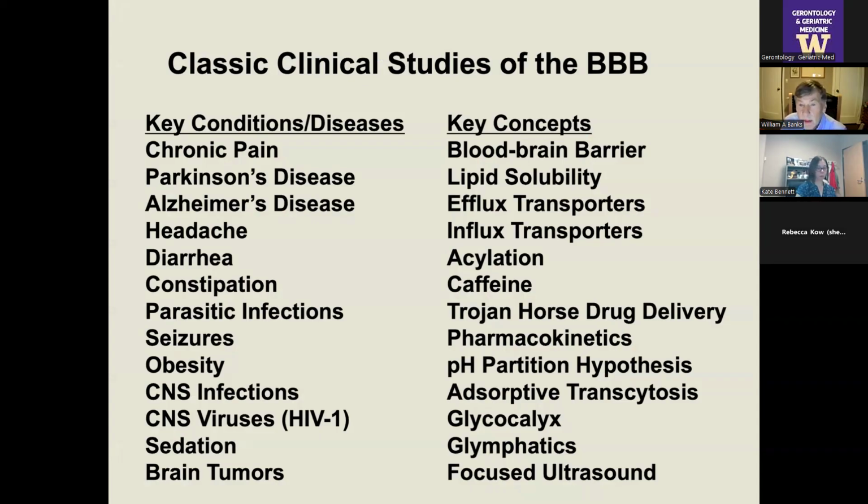And some of the concepts we'll consider besides blood-brain barrier will be the role of lipid solubility, transporters, acylation, particularly acetylation, caffeine, Trojan horse drug delivery, pharmacokinetics, pH partition hypothesis, absorptive transcytosis, the glycocalyx, lymphatics, focused ultrasound. Some of these are rather new topics in the field. Some of them are old topics. Some of them, I'll show you how they've transformed medicine, particularly the area of medicine that depends on drugs.